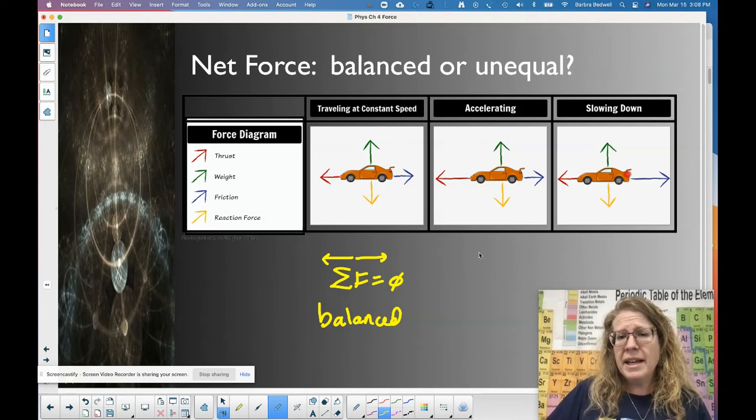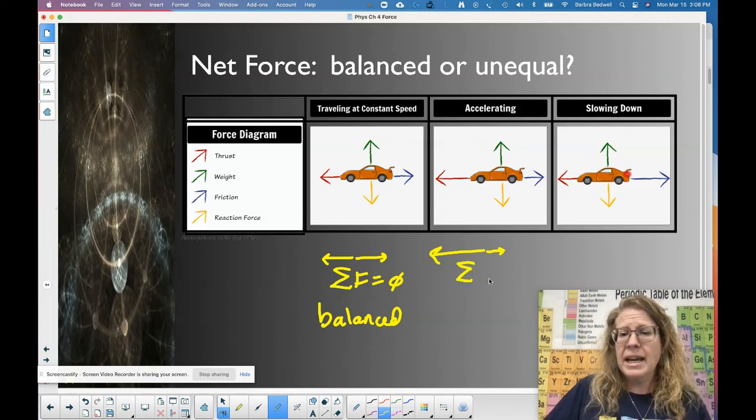In this one, they don't add up to zero. You can see that the forward force is quite a bit bigger. The friction force is a little bit smaller. So our net force here is not equal to zero. Our net force is this way, right? This force is a little bit bigger than this force is. So we would have a net force to the left, unbalanced, and that car would be accelerating to the left.